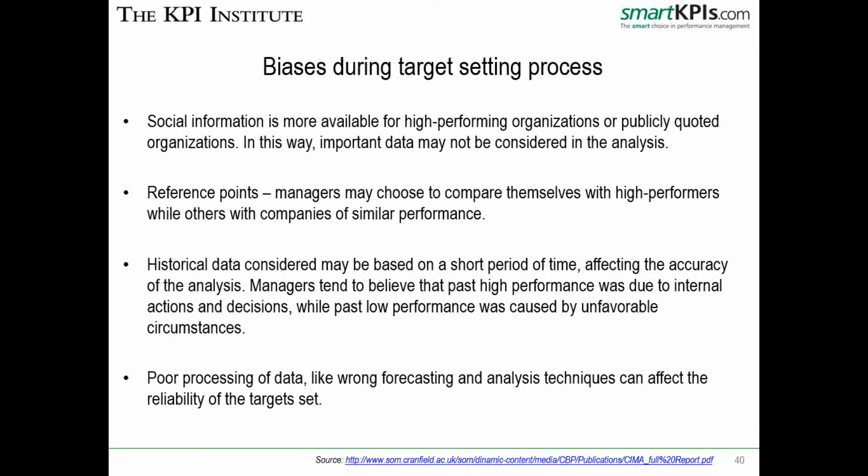Now, in terms of the main biases, some of them are the following. Managers might choose at some point to compare themselves with high performers, while others will try to compare themselves with companies of similar performance. So it's a matter of establishing what is the level of comparison. Historical data considered may be based on a short period of time, affecting the accuracy of the analysis. Let's say a lot of managers try to look into the performance from the last year, disregarding what has happened in the last 5 years, and also what the general conditions in the market are. And another bias will be the poor processing of data, like wrong forecasting analysis techniques that can affect in the end the reliability of the targets set.